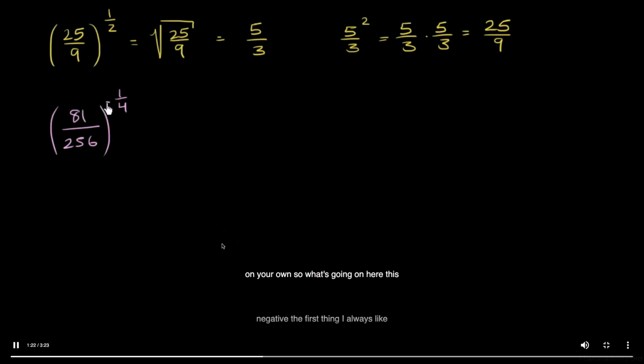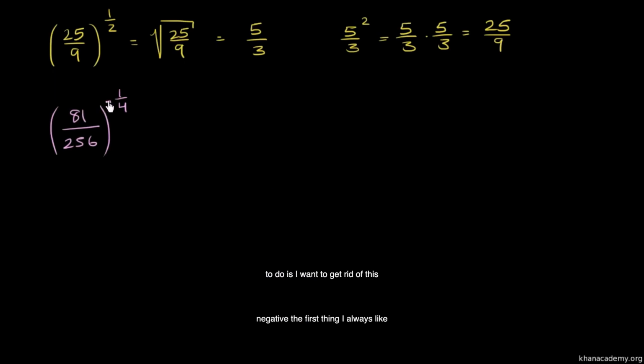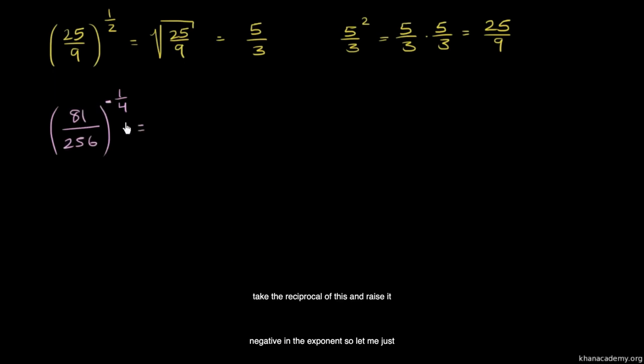So what's going on here? This negative. The first thing I always like to do is get rid of the negative in the exponent. So let me just take the reciprocal of this and raise it to the positive. So I could just say that this is equal to 256 over 81 to the 1/4 power. And so now I can say, well, what number times itself times itself times itself is going to be equal to 256? And what number, if I take 4 of them and multiply, do I get 81?